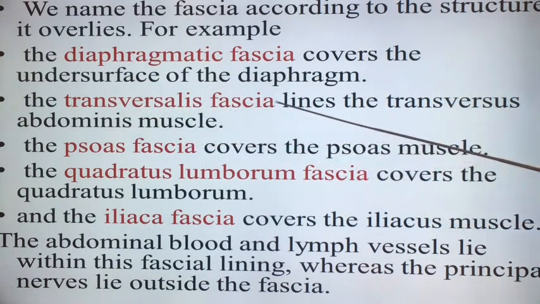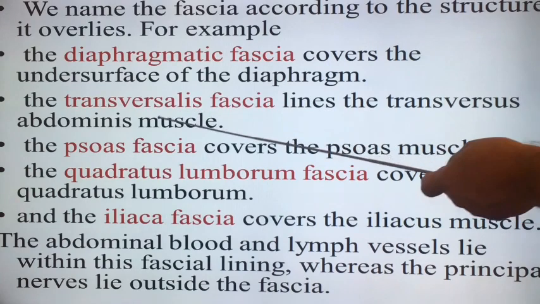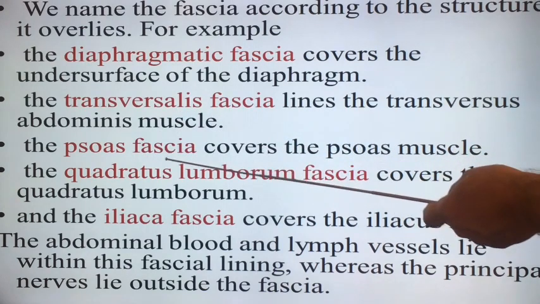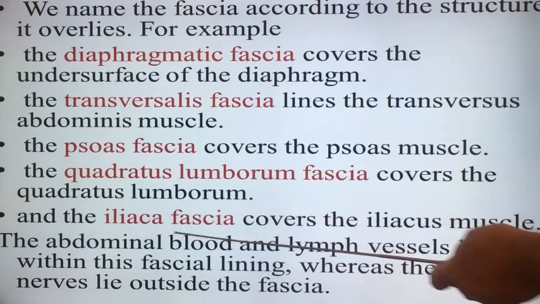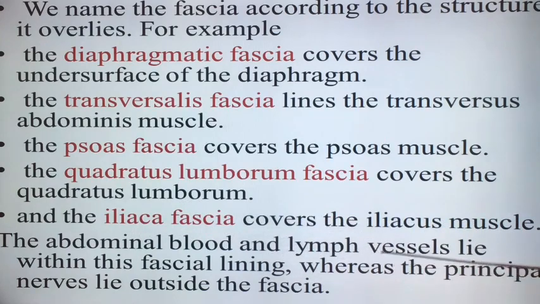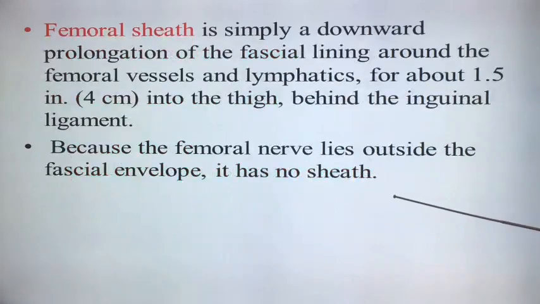Transversalis fascia lines the transversus abdominis muscle. Psoas fascia covers the psoas muscle. Quadratus lumborum fascia covers the quadratus lumborum. Iliacus fascia covers the iliacus muscle, and so on.